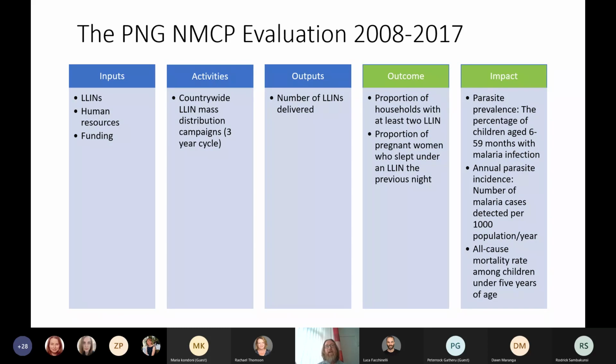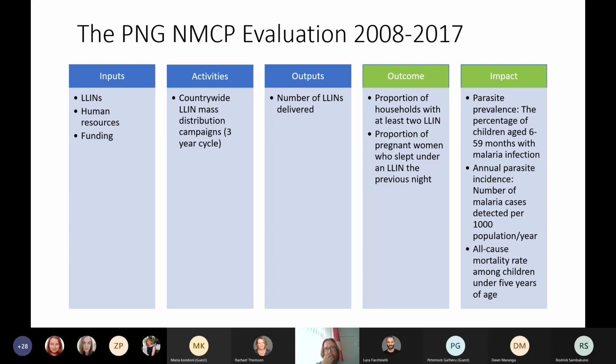So if we look at our five components of the logic model, the inputs for this project, simply put, are the LLINs, the bed nets themselves. So there's a large number of LLINs. There's the human resource needed to distribute these LLINs and the funding necessary to support that.